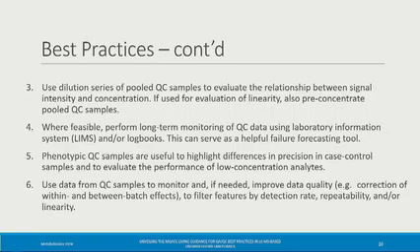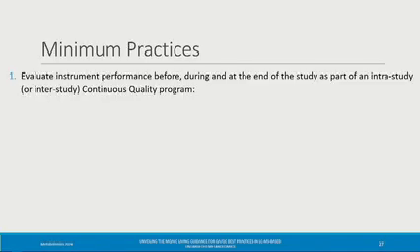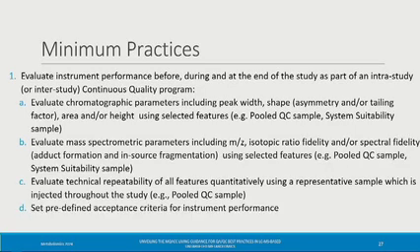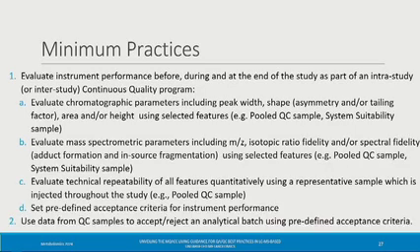And the last one would be the use of data from quality control samples to monitor and, if needed, improve the data quality. For example, the correction of within and between batch effects, to filter features by detection rate, repeatability, and or linearity. From the best practices, the minimum practices that are proposed are number 1 and 2 that I just have explained.